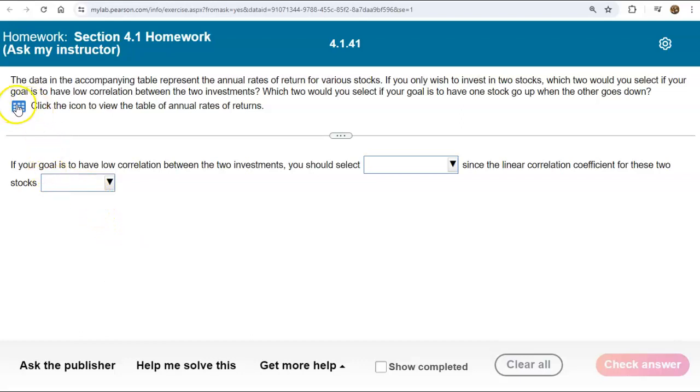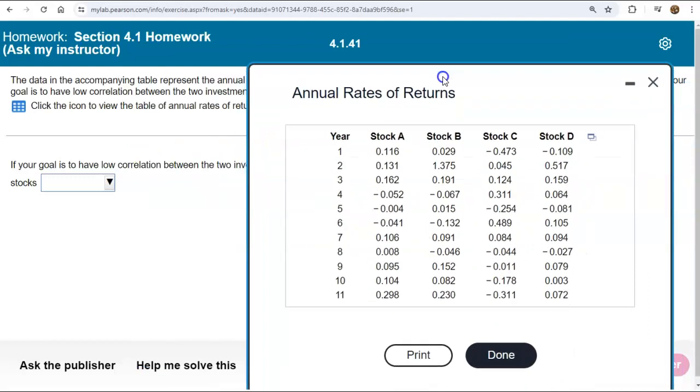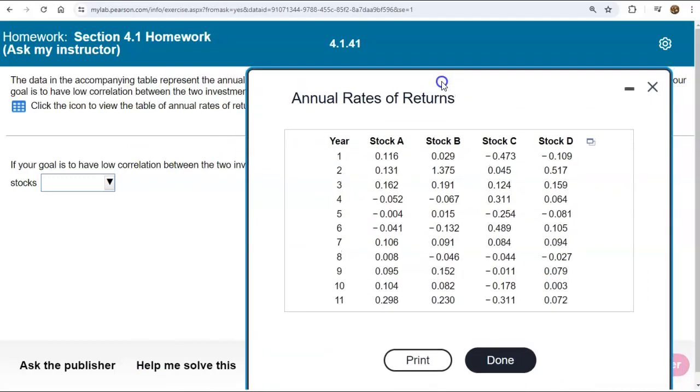So let's interpret some of this language here. First of all, here are the stocks, and just interpreting the data we have here, the annual rate of return. In year one, stock A went up 11.6% or 0.116. Stock B went up 2.9%. Stock C went down 0.473 or 47.3%. And stock D went down 0.109 or 10.9%. So if it's negative, that means it went down. If it's positive, that means it went up.